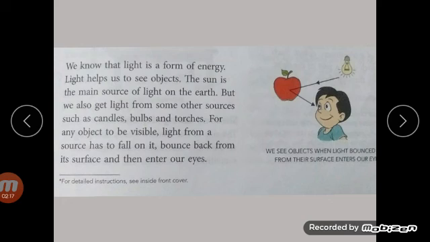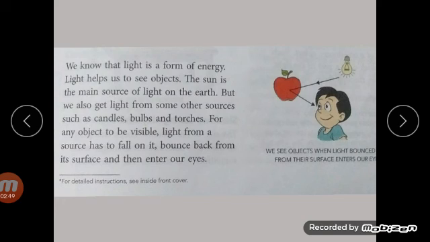Now, the lesson. We know that light is a form of energy. Everyone knows that light is a type of energy. Light helps us to see objects. Without light, it is not possible to see an object. That may be light of the sun or light of your bulb, tube light, etc. The sun is the main source of light on the earth, but we also get light from some other sources such as candles, bulbs, and torches.